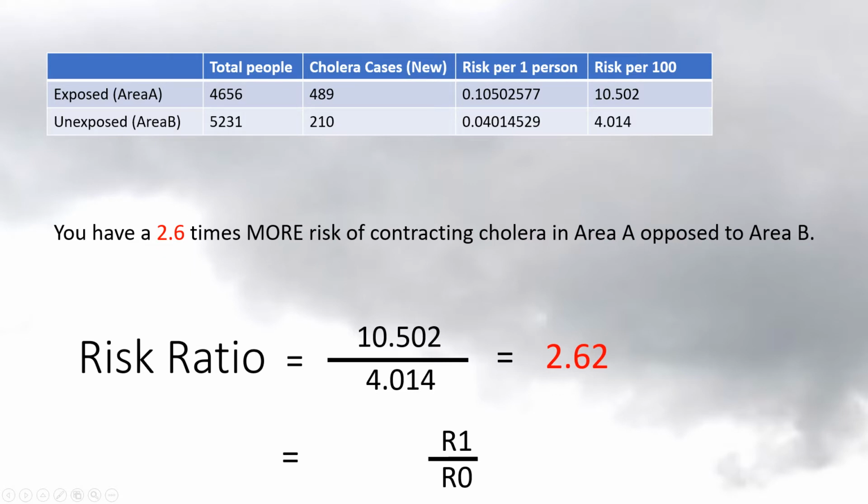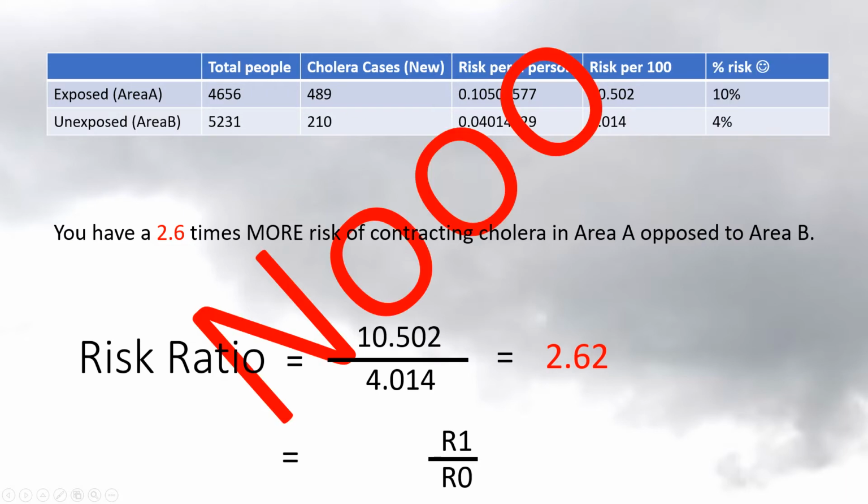Now, do you have 2.6 times more risk of contracting cholera in area A as opposed to area B? No, is a simple answer to that. That is an incorrect analogy to be using. Now, let me explain. This is the second point, which is that you can be using this in all of these other ratios, and it's relative risk.